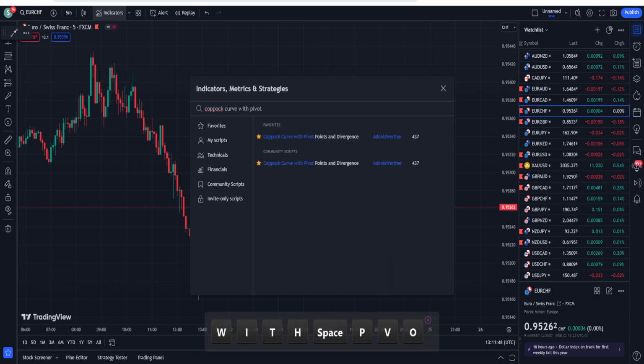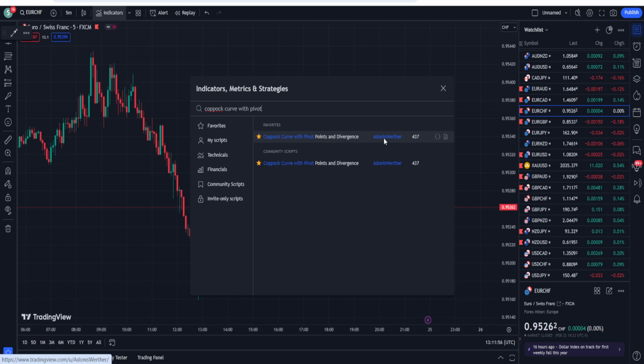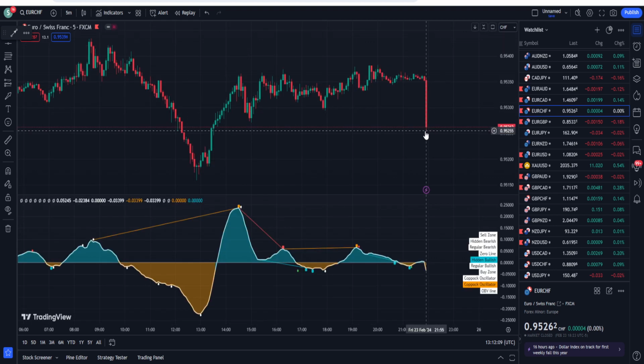When you write COP POC curve with pivot, this indicator will come, called pivot points and divergence by Adonis Werther. You can see that such indicators are hidden because they have few likes and have not been explored by the community so far. So I am going to click this indicator so that it is attached to our screen.